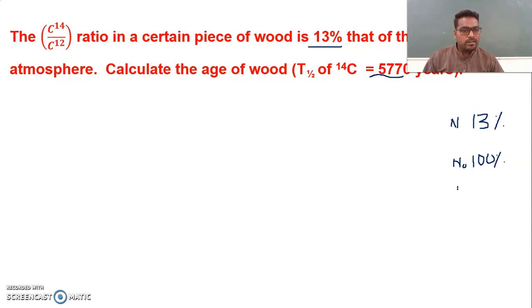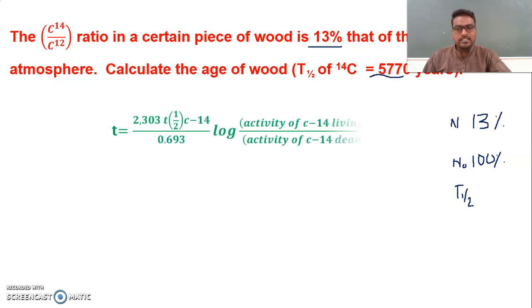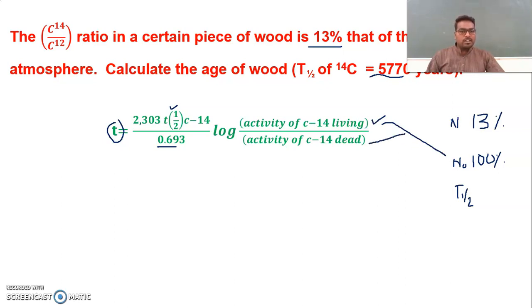And he has also given the half-life period, T half, which is equal to 5770 years. So next, this is the mathematical relationship which is used to solve these problems. Here t is nothing but the age of the wood: t = 2.303 times half-life of C14 divided by 0.693 times log of the activity of C14 when it is living, so this is 100%, N naught, over the activity of C14 when it is dead, that is 13%.